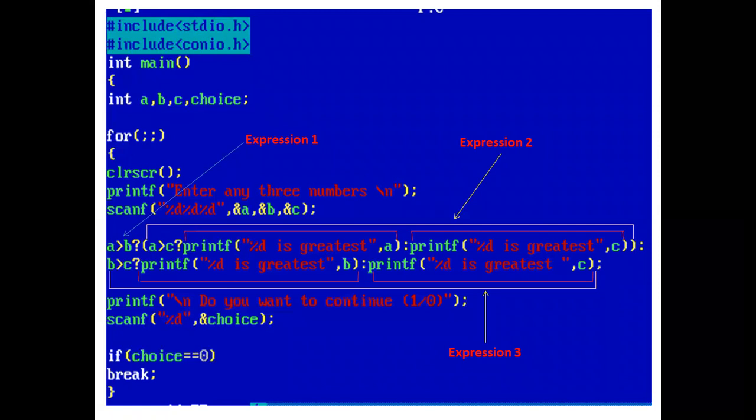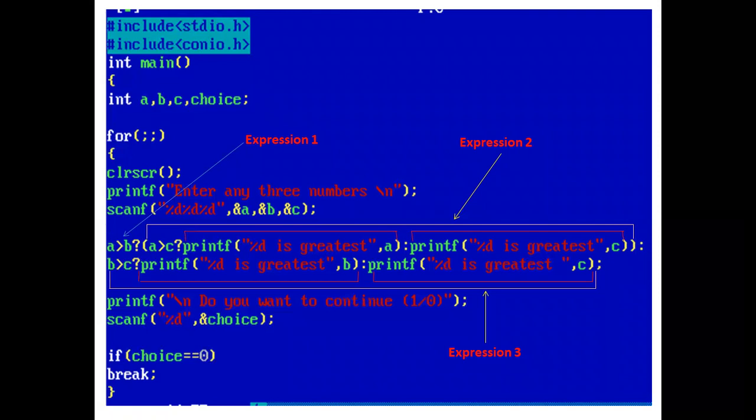Now in the for loop, the printf statement prints "enter any three numbers". Using scanf, the user enters the values of A, B and C. Now we have the ternary operator. Here expression 1 is A is greater than B.